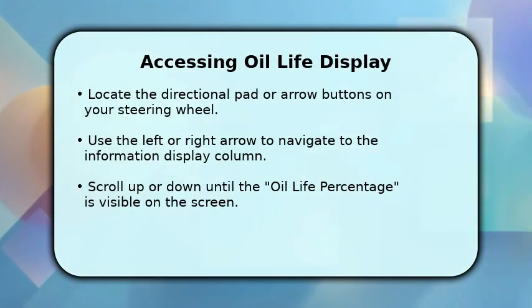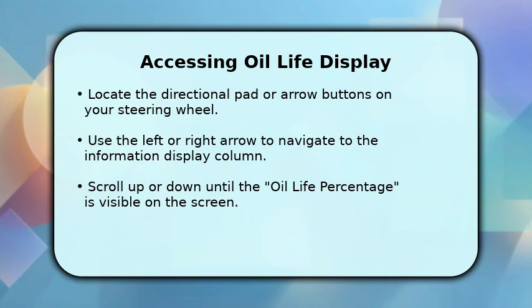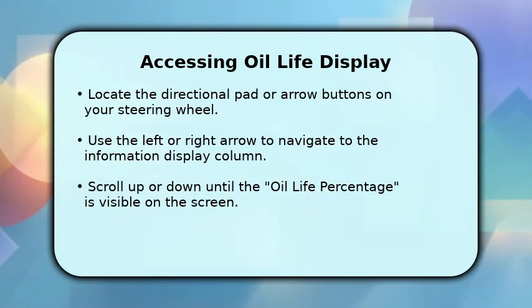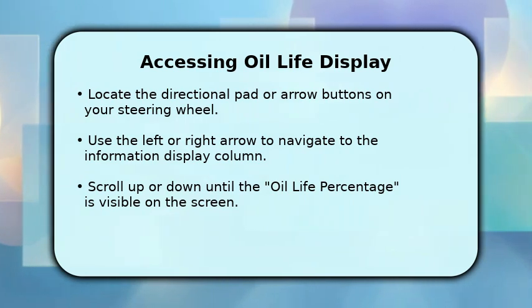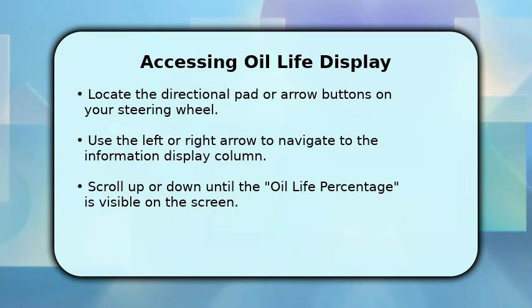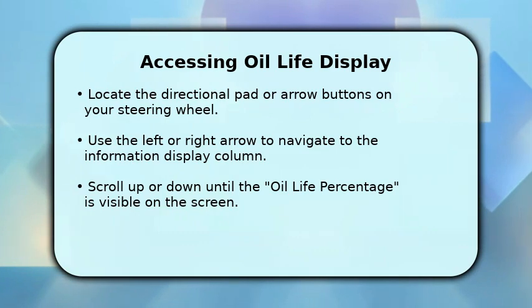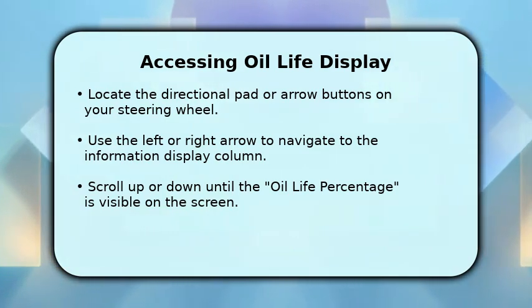Now, direct your attention to the steering wheel. You'll find a set of directional buttons, often called a D-pad. Use the left or right arrow to cycle through the main menu options until you reach the column displaying various vehicle information. Then, scroll up or down using the arrows until you clearly see the oil life percentage displayed.